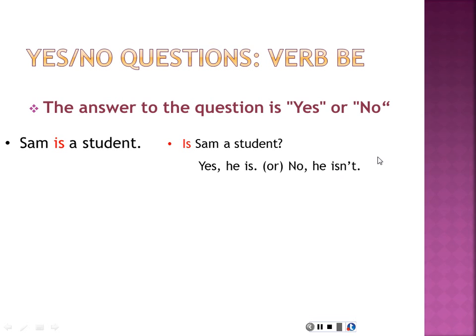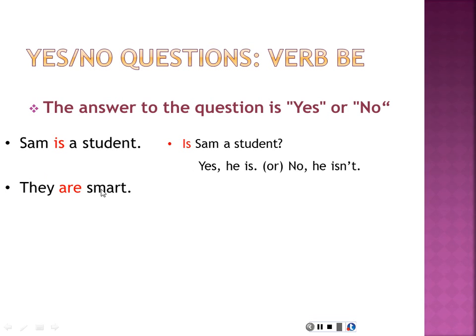If you remember from the last lecture when we talked about contractions, الاختصارات أفعال الكون في حالة النفي. So here in the case of no, we say no, he isn't, or no, he's not. The next example, they are smart. هم أذكياء.